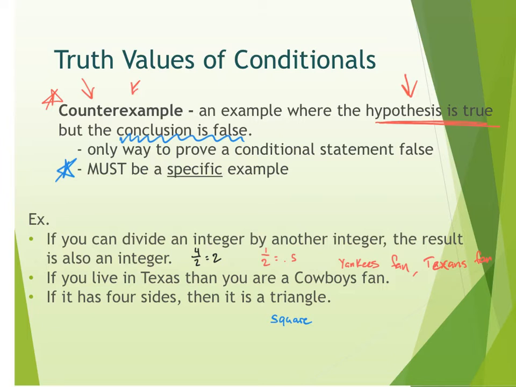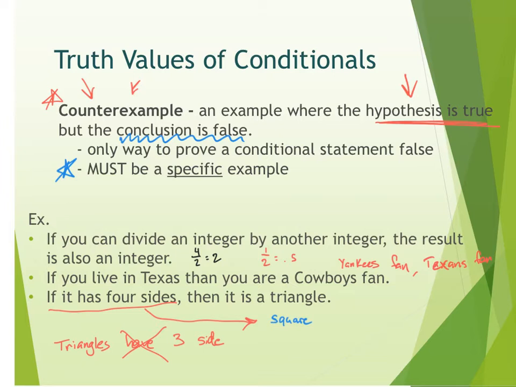But what you could not do, I'll write this in red so you know you can't do it. What you can't do is say if it has 4 sides, then it's a triangle, false, because a triangle has 3 sides. The statement is false. This is not a counterexample, because you've made the conclusion true. That's not how this works. You have to make the hypothesis true by fixing the conclusion, not the other way around.